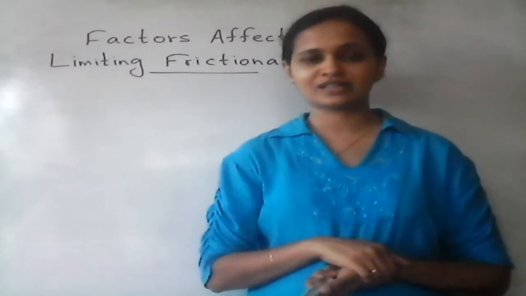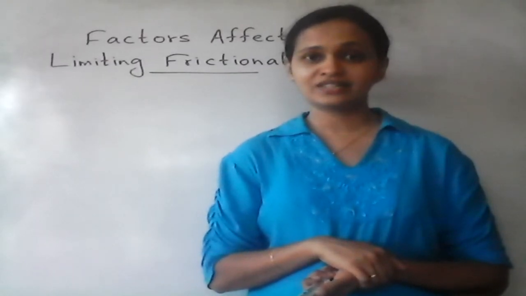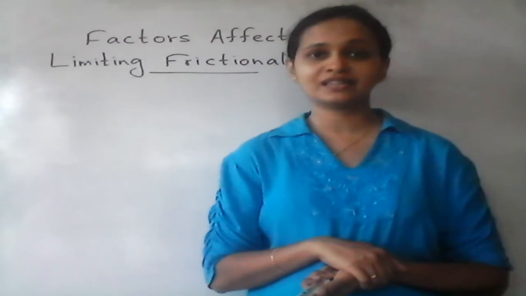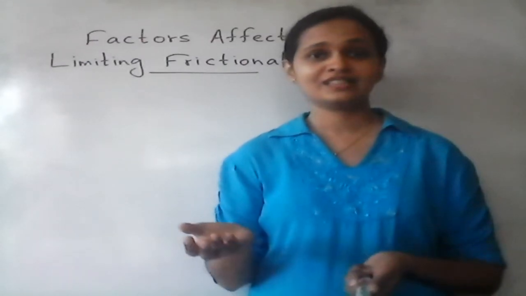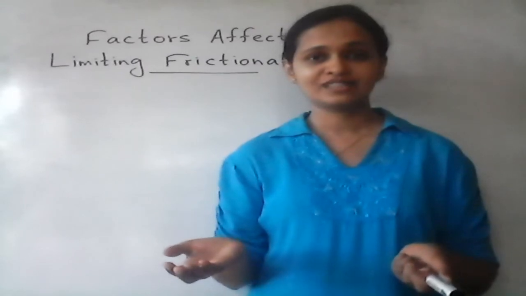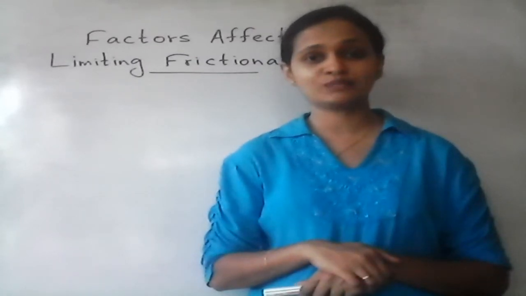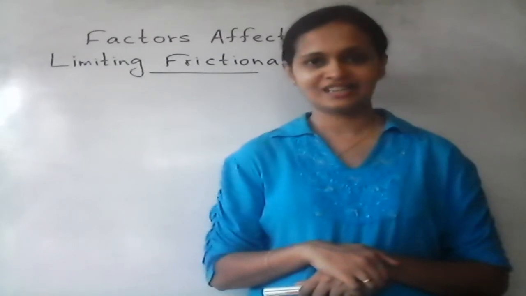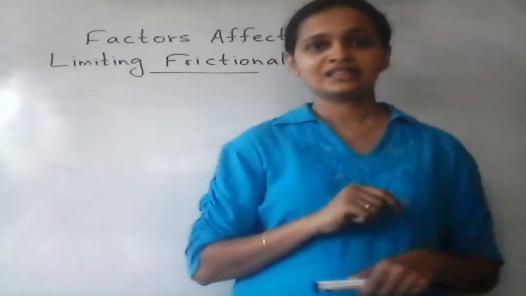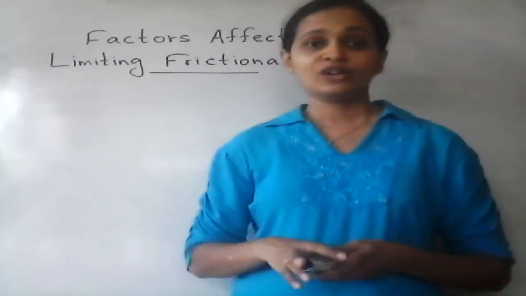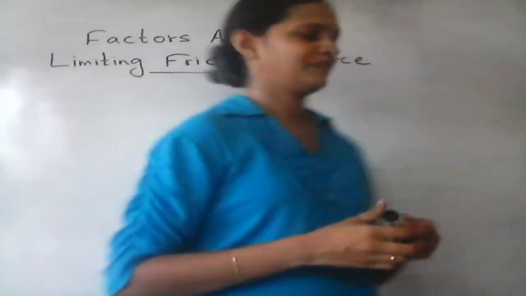So the first factor which affects the limiting frictional force is the nature of the surfaces in contact. So when the surface is rough, the friction is high, and when the surface is smooth, the friction is less. That is the first factor. Then the second factor is the normal reaction between the surfaces.